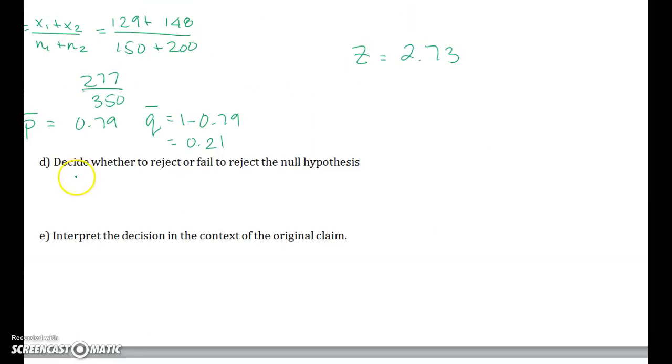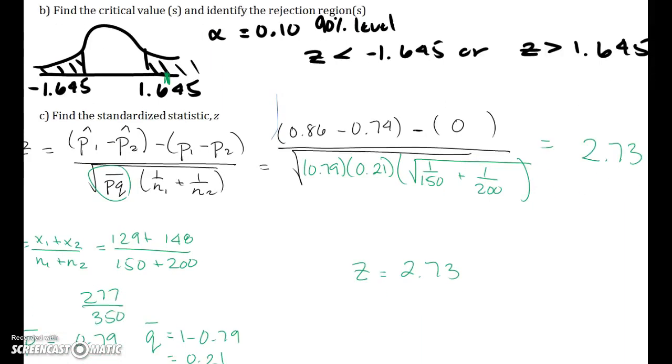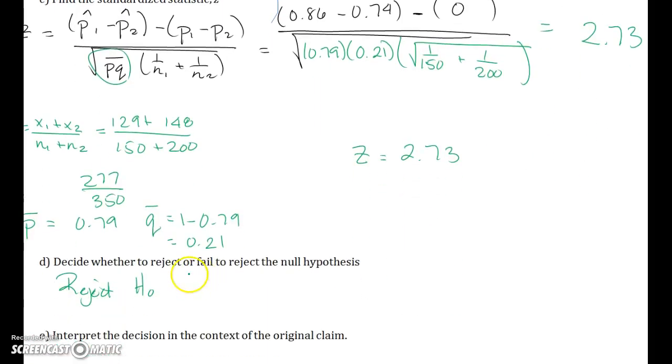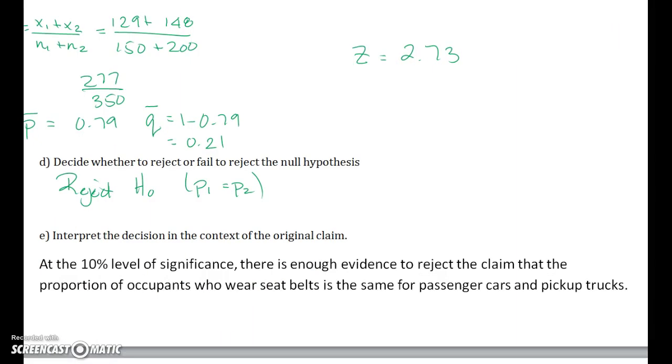So I'm going to have to reject the null hypothesis. And our null hypothesis, don't forget, was that they are equal to each other. That's my claim. It's not the same for people that drive pickup trucks and passenger vehicles. So for our interpretation, at the 10% level of significance, there is enough evidence to reject the claim that the proportion of occupants who wear seatbelts is the same for passenger cars and pickup trucks.